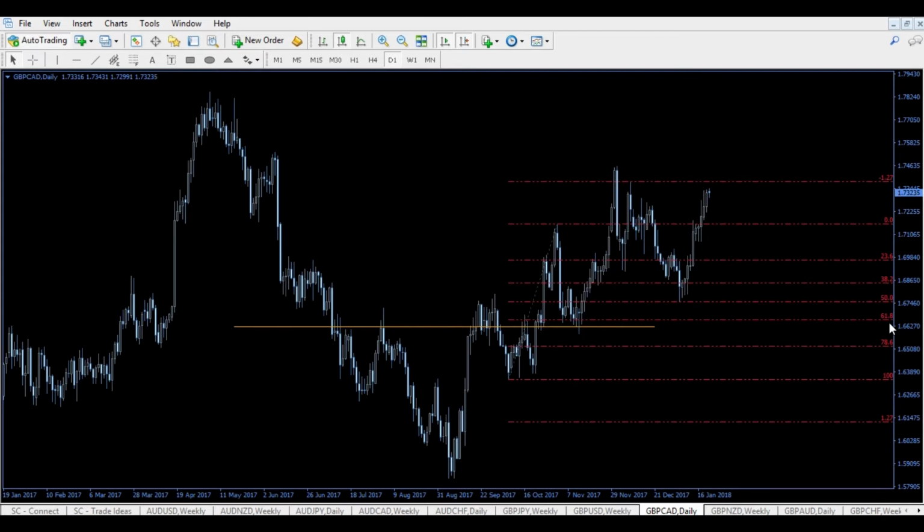So we've got our pattern set up, we've got our retracement that comes back to the neckline. It also comes back to a Fibonacci retracement level in here. So then we'll enter the trade. We want to know where the trade's going to run to.